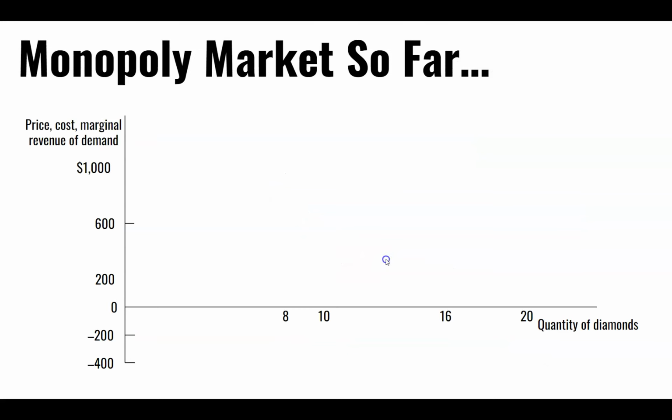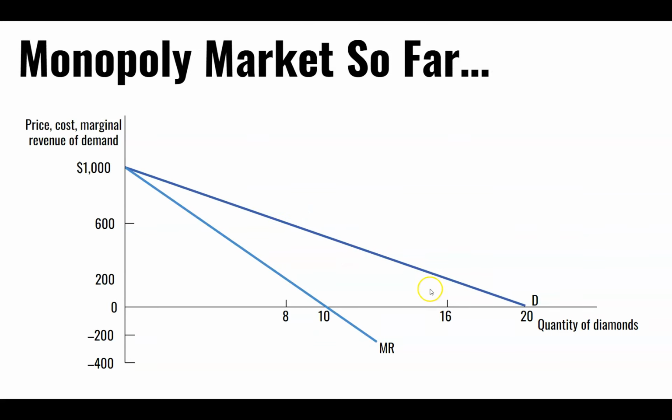So monopoly markets have a downward sloping demand curve, and they have a marginal revenue curve that is also downward sloping and falls inside of the demand curve. And that's how you will draw every single monopoly. You'll then need to overlay the cost curves that we talked about in previous lessons, the marginal cost curve and the average total cost curve, to see whether the monopolist has a profit or a loss.